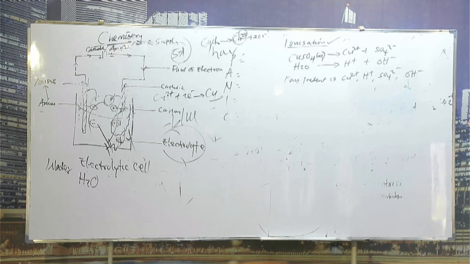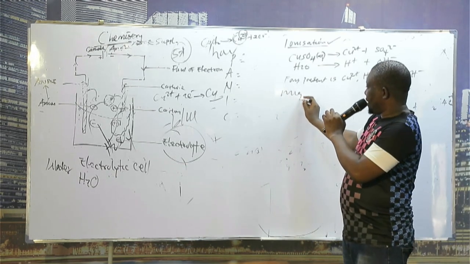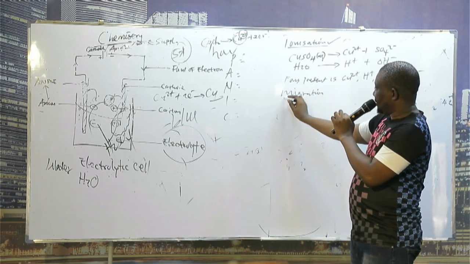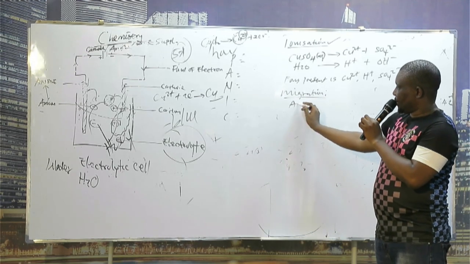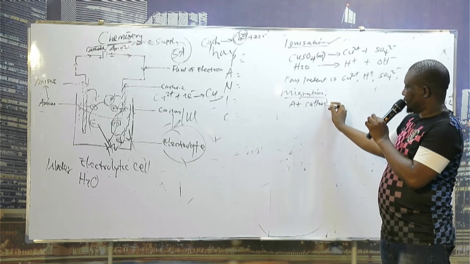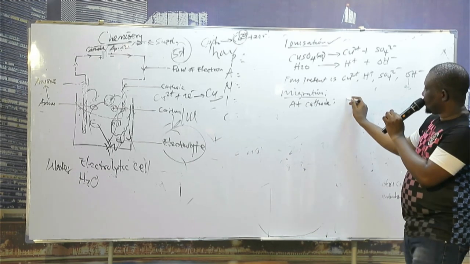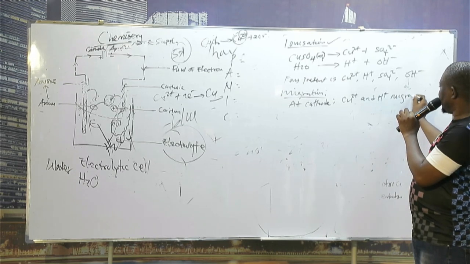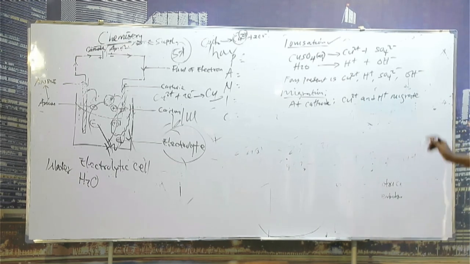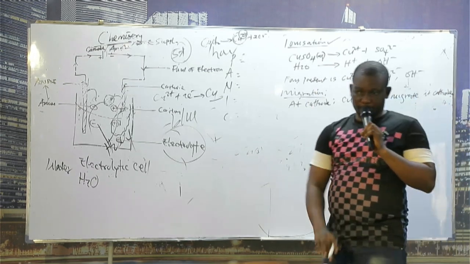Now, when you have this, the next thing is migration. They start to migrate. In migration, there are two things that happen. One, at the cathode, Cu2+ and H+ migrate. Where do they migrate? At the cathode.